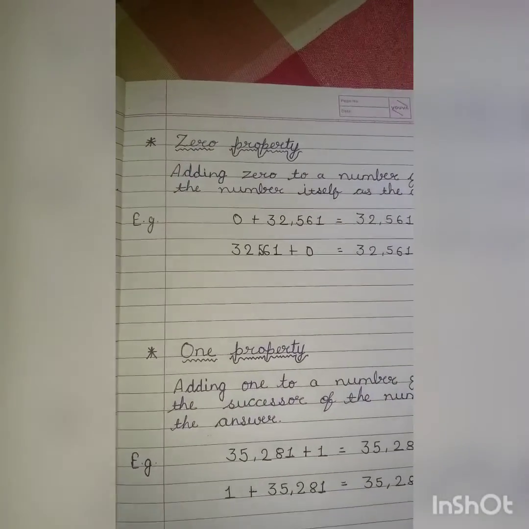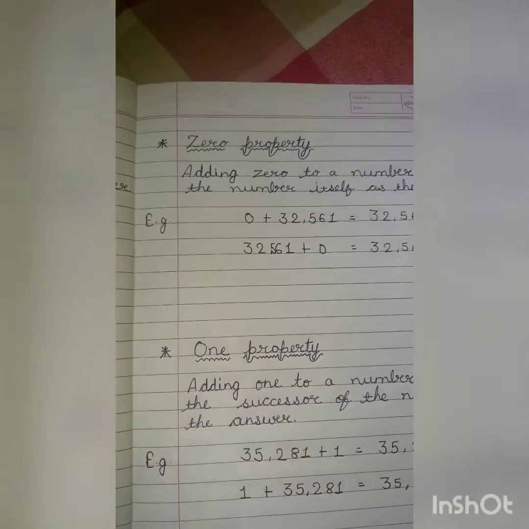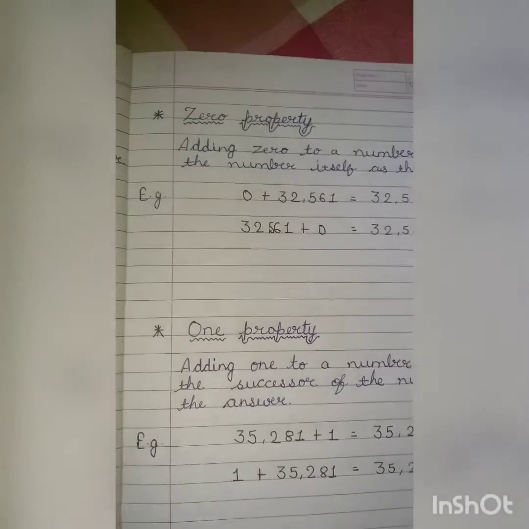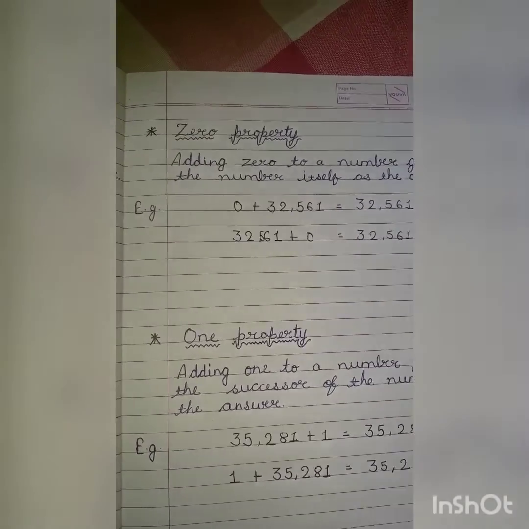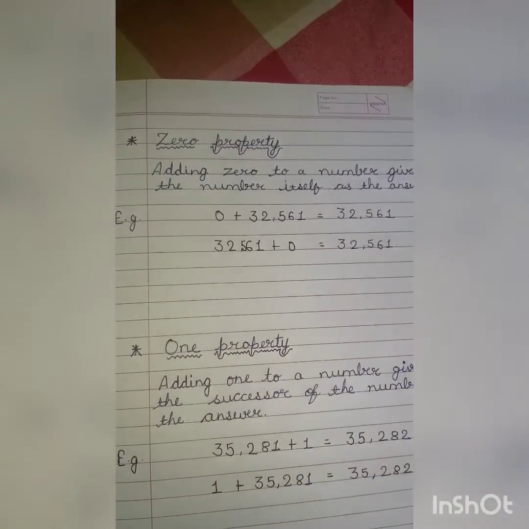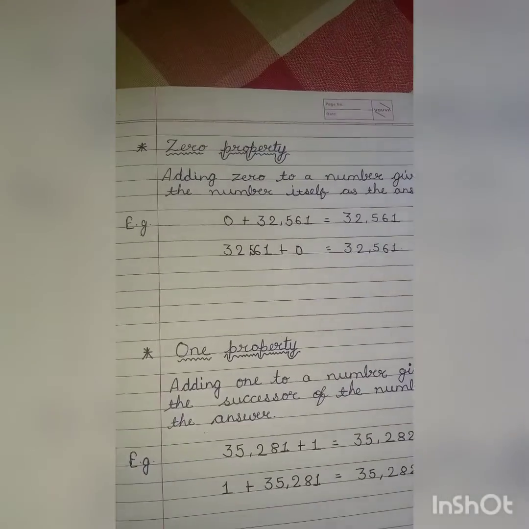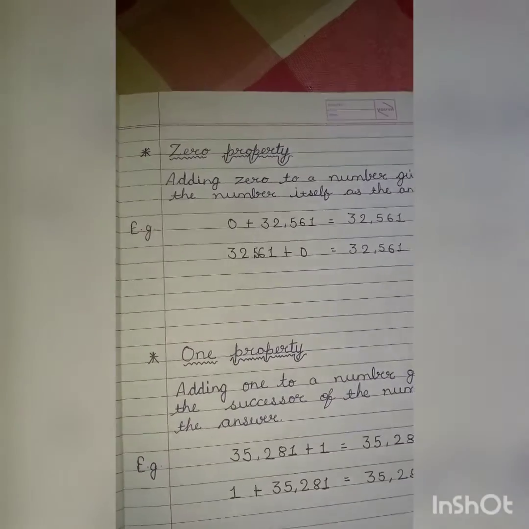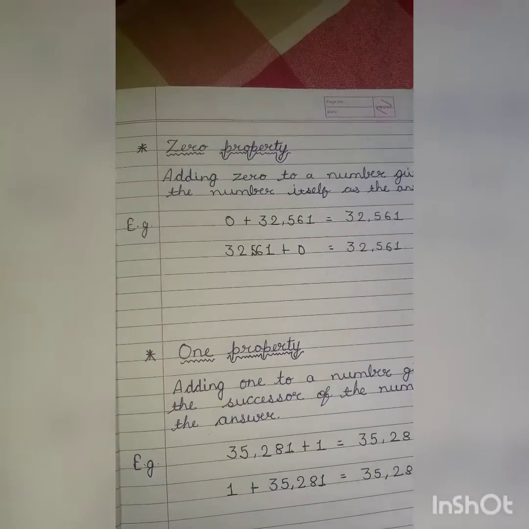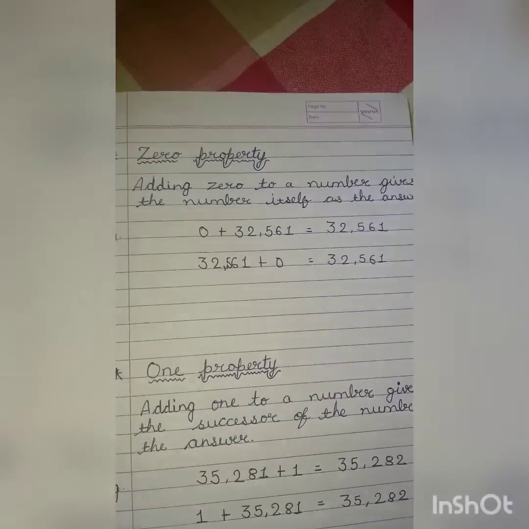So students, moving forward, we are going to see the third property, that is zero property. So what is there in zero property? Adding 0 to a number gives the number itself as the answer. So students, as we all know, when we add 0 to any number, it gives the same number as an answer.